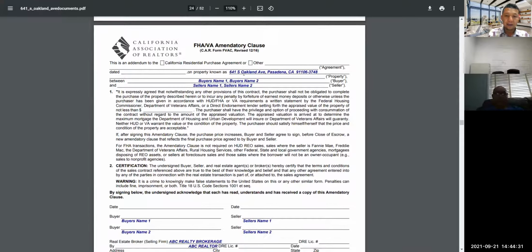Now, if you're dealing with an FHA loan or a veteran who's getting a VA loan, this form is a requirement. The only thing you need to fill out is whether the property does or does not have a minimum appraised value that you need in order to get that loan approved. That's the minimum appraisal value you can accept to make sure you get your loan approved. Typically for VAs who have 0% down, they need the full purchase price to appraise.